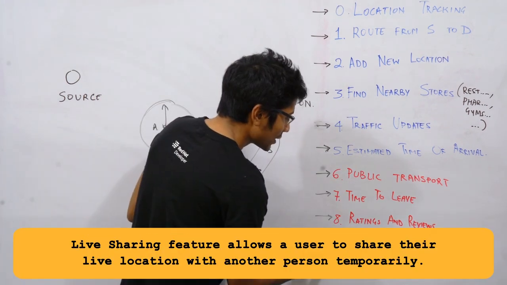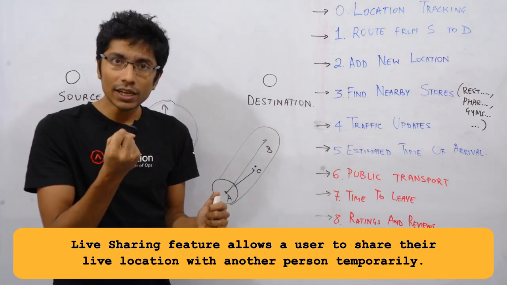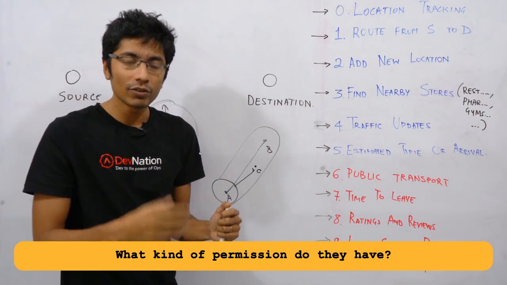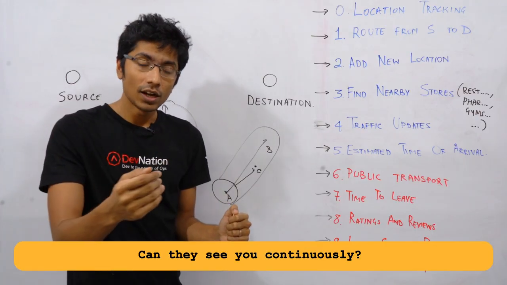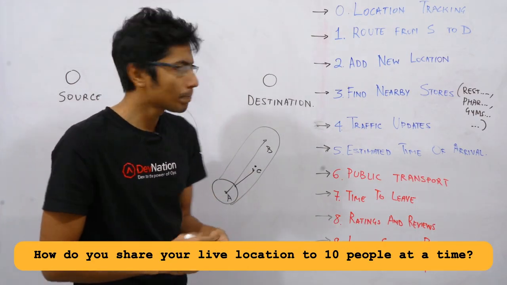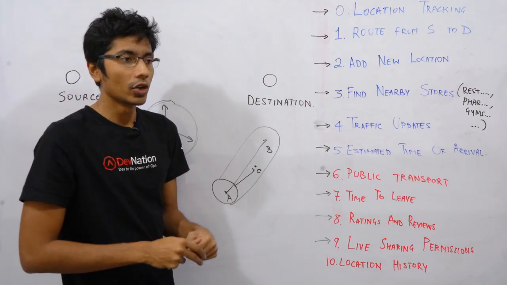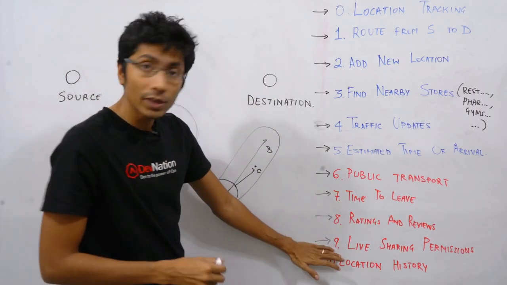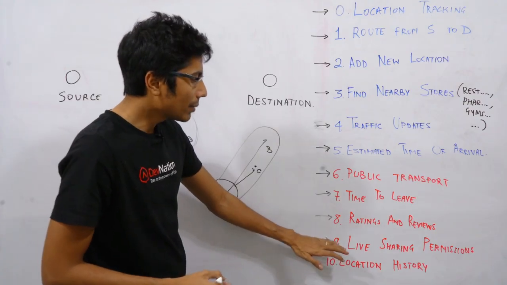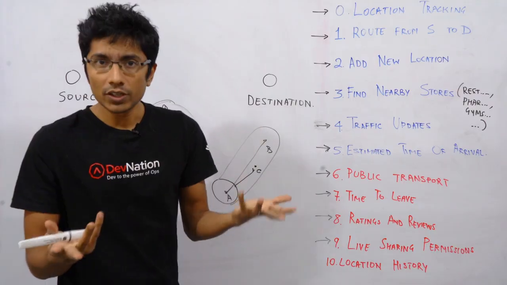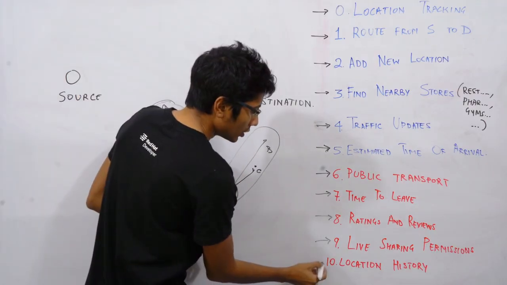Live sharing, again, has more to do with temporary sharing of your location with another person. What kind of permissions do they have? Can they see you continuously? How do you, let's say, share your location with 10 or 15 people at the same time? Do you broadcast it? Do you keep it in one place and everybody else pulls it? These considerations we'll not be looking into at the moment. They'll be a little more clear when we go for a web conferencing application, a Zoom call, for example.